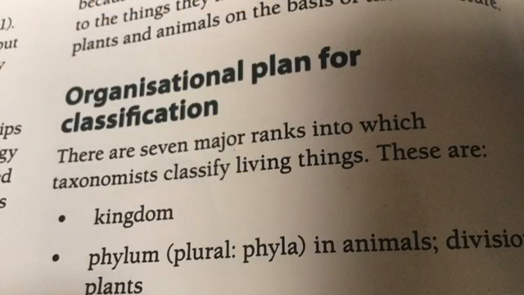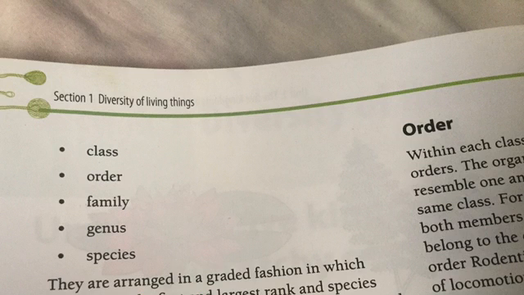Organizational plan for classification. There are 7 major ranks into which taxonomists classify living things. These are kingdom, phylum, class, order, family, genus, species.